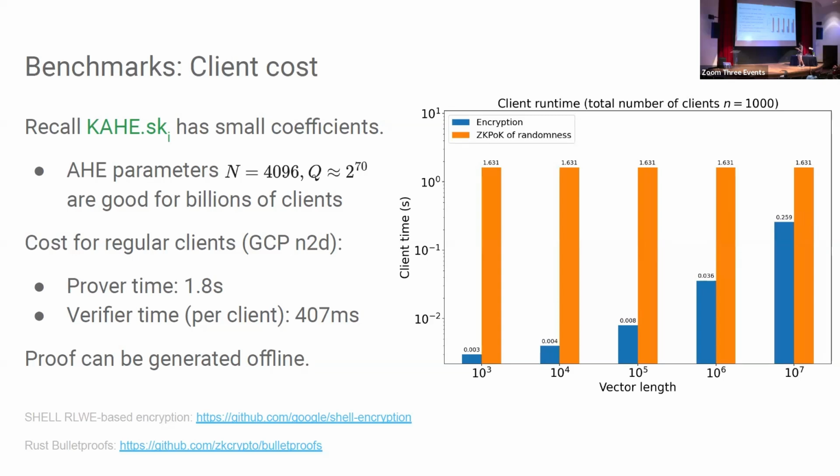As you can see from this diagram, the encryption part for the client is really cheap, and the prover time, the ZK proof part for the client, is also not very expensive. It's under 2 seconds to generate. And one particular property is that the proof can be generated offline because the proof doesn't depend on the input. As for the verification, the server only does under half a second to verify each of the client's work.